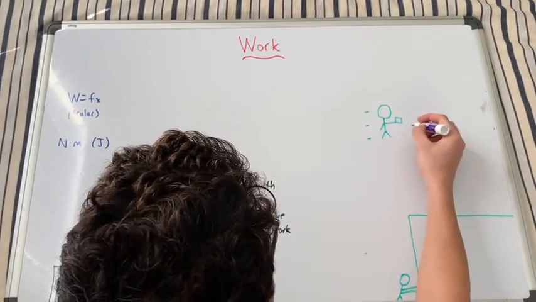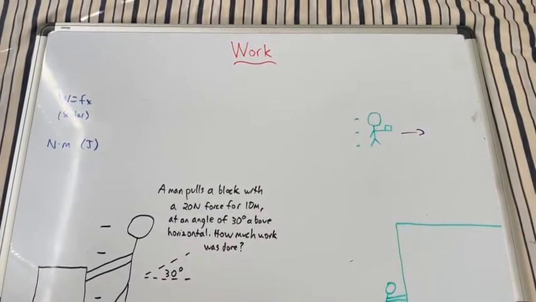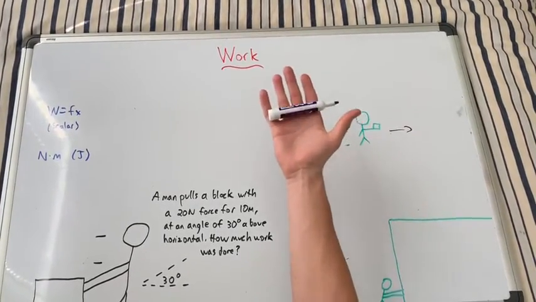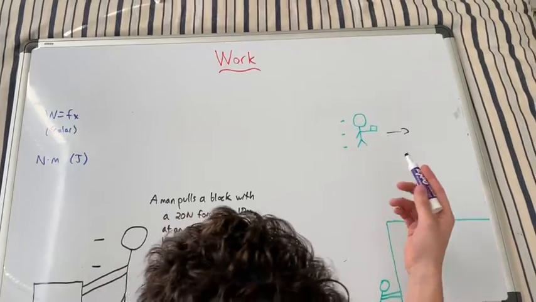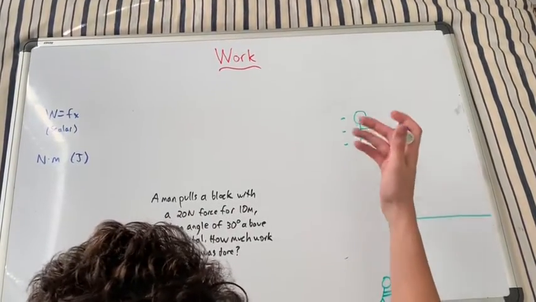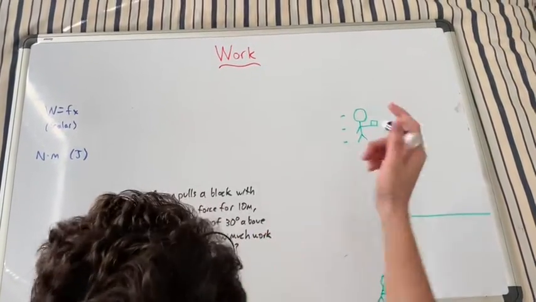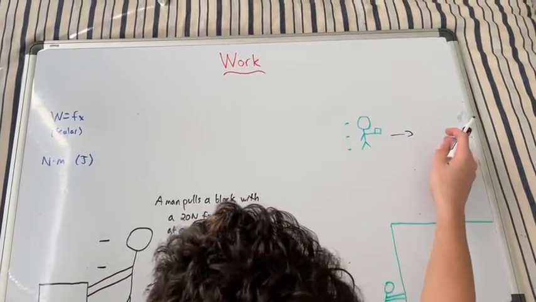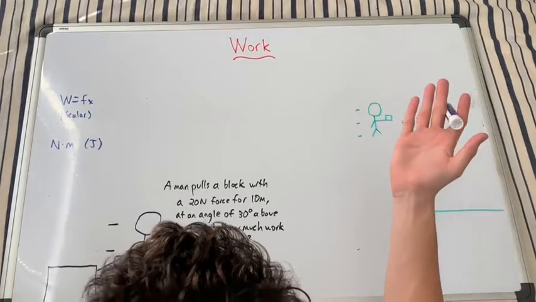And then in this example over here, we have a man walking in this direction with a block. Now you might be tempted to say that the work being done is by the man holding up the block like this while walking, but what is actually going on is the work is being done by the frictional force, which is holding the block in place in the man's hand as he walks in that direction. It is not the man holding up the block.